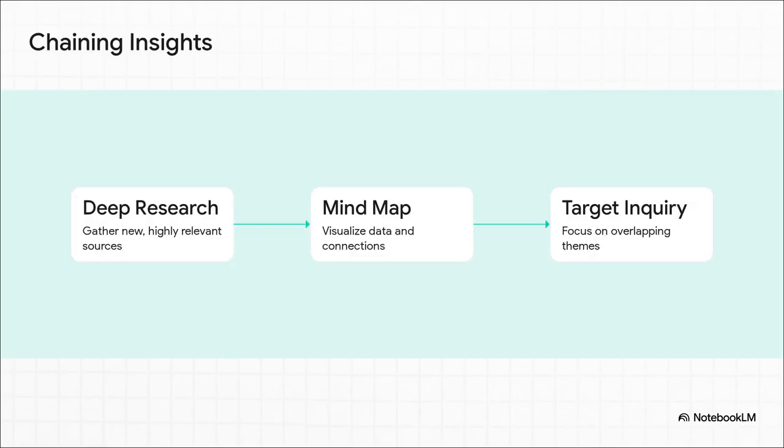So how do we tie those two things together, deep research and mind maps? By chaining them. This is exactly how you build a professional research output pipeline. Step 1, you run deep research to gather up those comprehensive, high-quality sources. Step 2, before you even ask a single question, you generate a mind map. You look at that map to orient yourself. And then step 3, you use the visual clusters on that map to target your specific inquiries in the chat panel. You're no longer just guessing what to ask. The mind map is literally showing you where the most dense, overlapping themes are hiding.